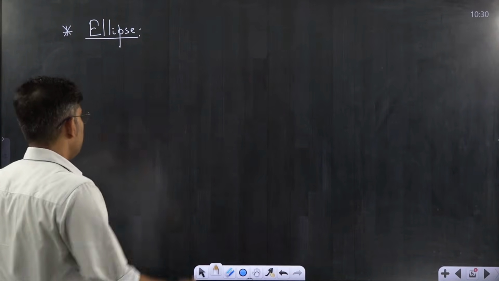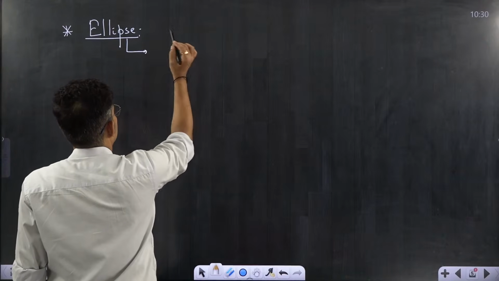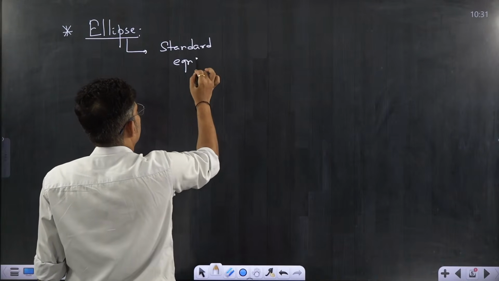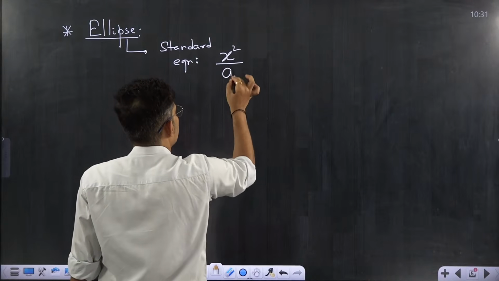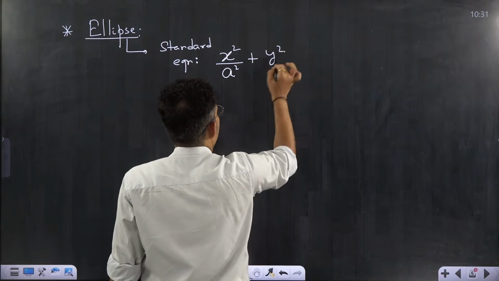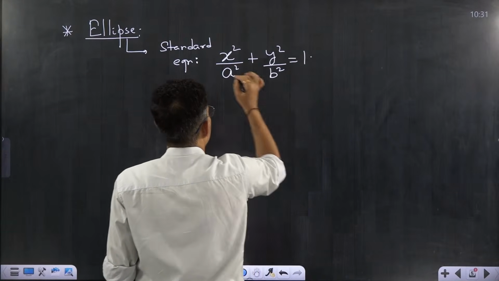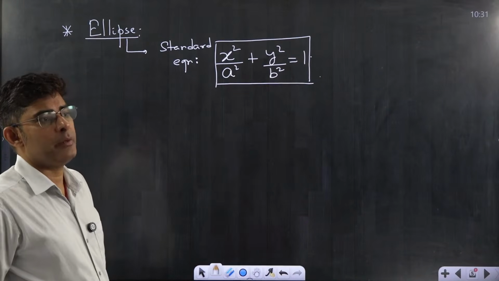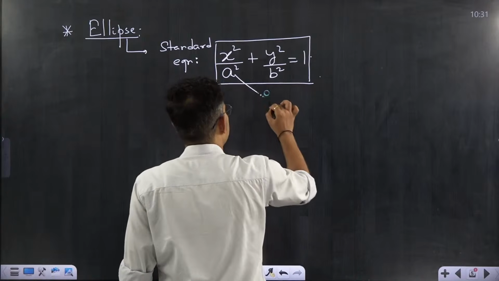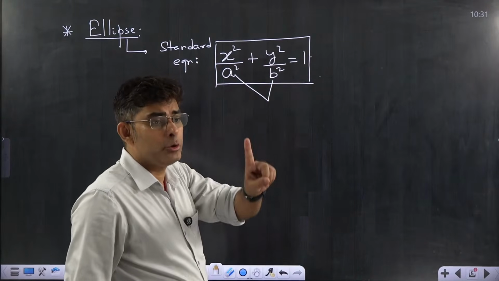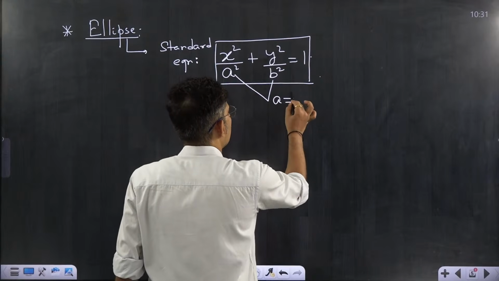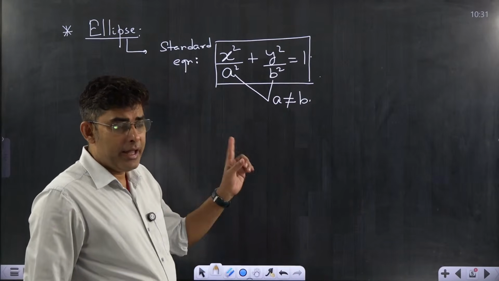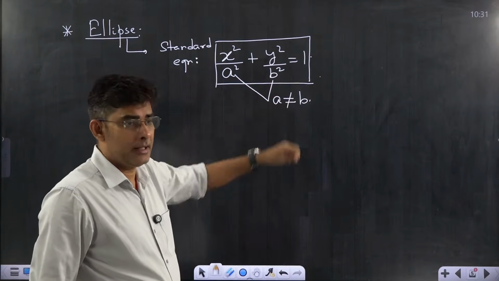So here, ellipse, the standard equation for an ellipse is of the form x squared upon a squared plus y squared upon b squared equals 1. This is the standard equation of an ellipse, where the coefficients of x square and y square should not be the same. That means a and b should not be the same. Because if a and b become the same, then it will become a circle. If a and b are the same, this ellipse will become a circle.